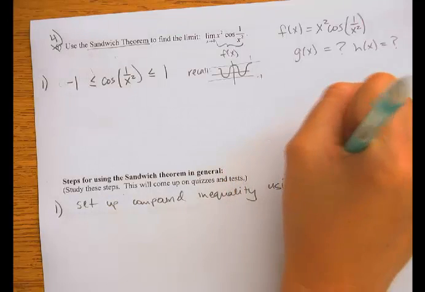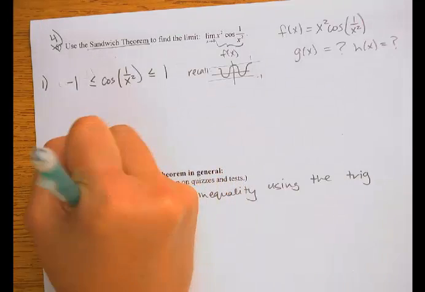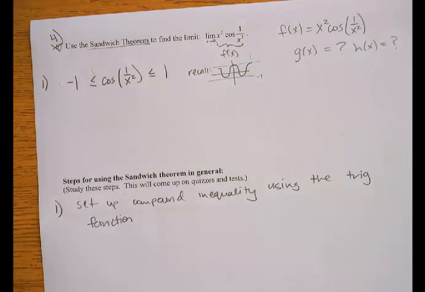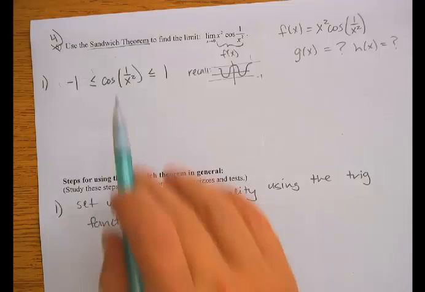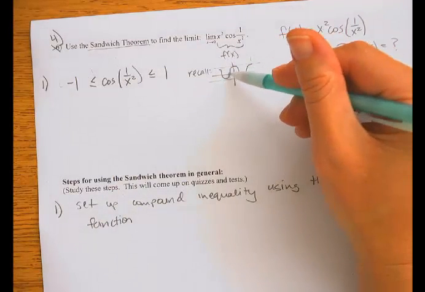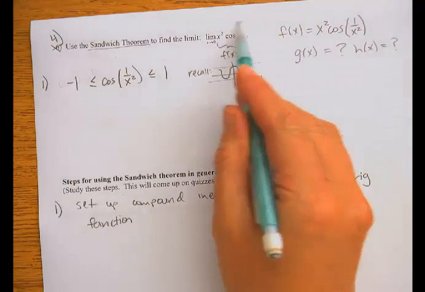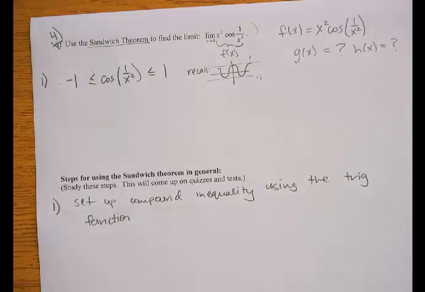using the trig function. So by the way, this sandwich theorem works mostly with trigonometric functions because they are the kind of functions that oscillate back and forth. In fact, maybe we'll just take a pause right here and look at what that graph looks like on our calculator.